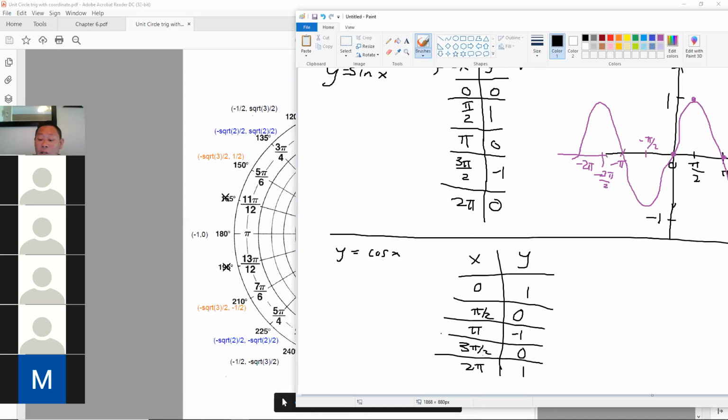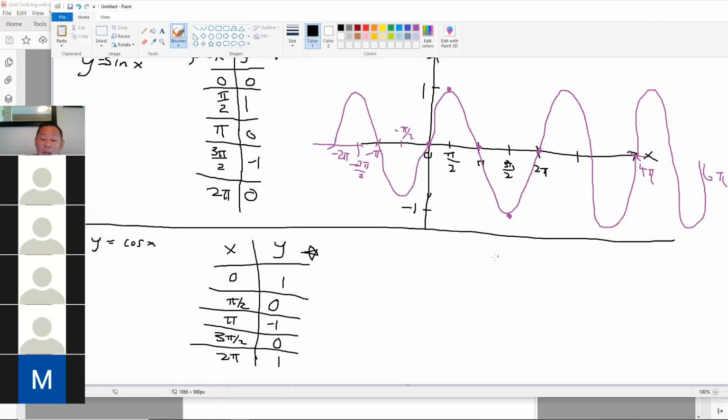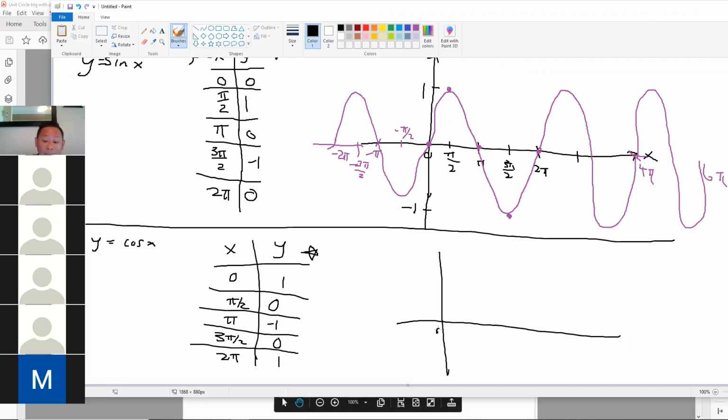Again, these 5 coordinates are very important, like what I just did in sine. So when you draw the cosine graph, you do the same thing: 0, pi over 2, pi, 3 pi over 2, and 2 pi. And then you plot the graph. The first point we have in this case is 0, 1. So again, we have 1, 0, and -1. So 0, 1 is right here. This is your first coordinate point. Pi over 2, 0 is right here.